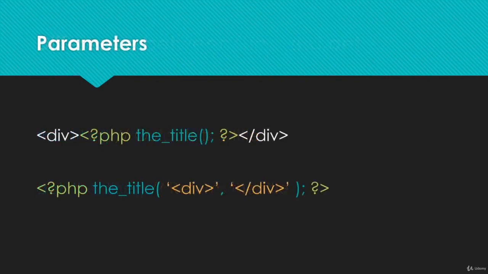Another thing you should be aware of is that most template tags have parameters to modify the value. In this example, I'm using the title function. If we wanted to apply some div tags to the title, then there are two ways to go about it. We can surround the function with the HTML, or we can pass it into the function as parameters. These two solutions will result in the same thing. The main difference is whether you'll allow WordPress to handle it.